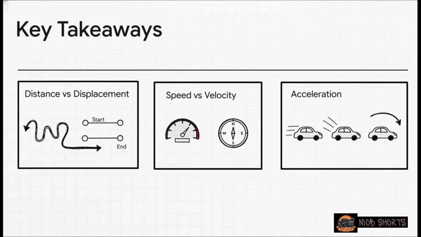So let's wrap this all up. It really just comes down to a few key ideas. Remember, distance is the total path you travel, while displacement is just about where you start and where you finish. Speed is simply how fast, but velocity adds that all-important direction. And acceleration, that's any change in velocity, not just speeding up, but slowing down or even just making a turn. That's it. That's the basic language of motion.